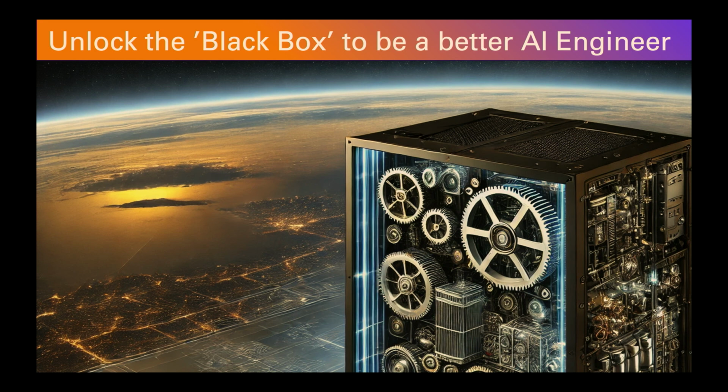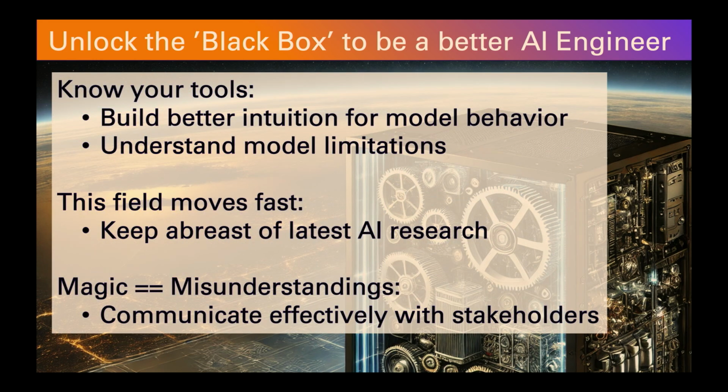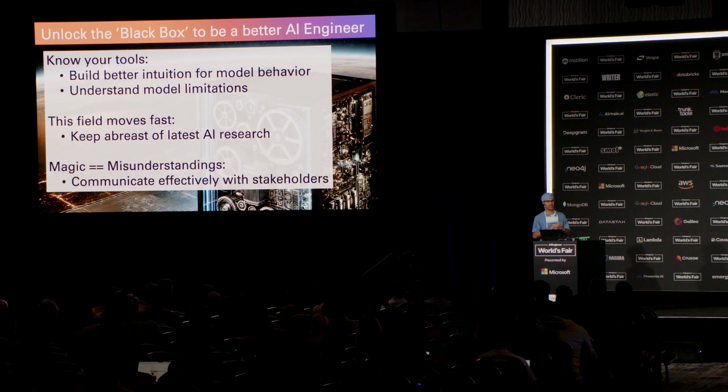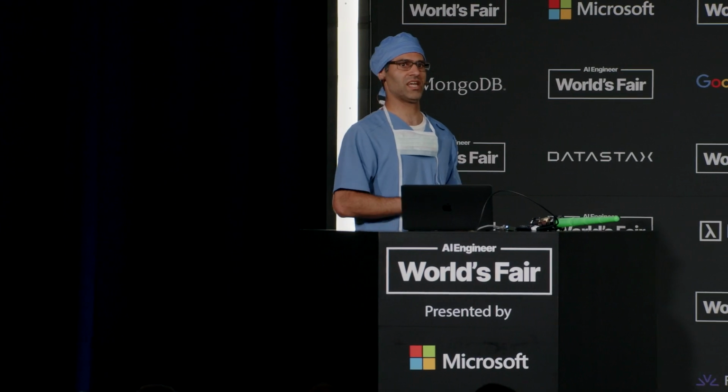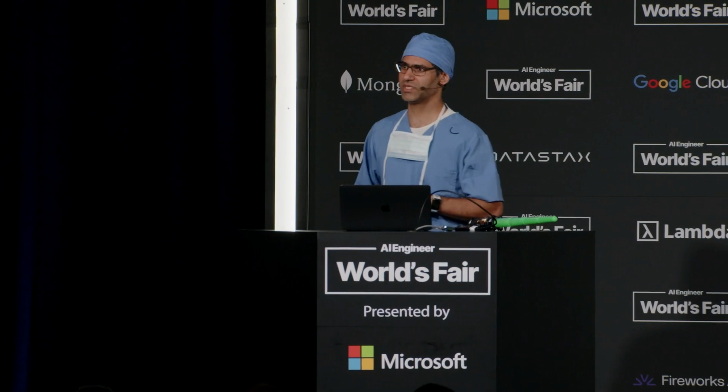Well, hopefully I've given you a little better insight into how large language models work, but also why they work. But the root message I want to leave with is that to be a better AI engineer, it does help to unlock the black box. Partly this is about just knowing your tools and their behavior and their limitations better. But also, we're in a very fast-moving field. And if you want to understand the latest research, it helps to know how these work. And then last but not least, when you communicate with non-technical stakeholders, there's very often a perception of magic. And the more you can clear that up, the more you can clear up misunderstandings.